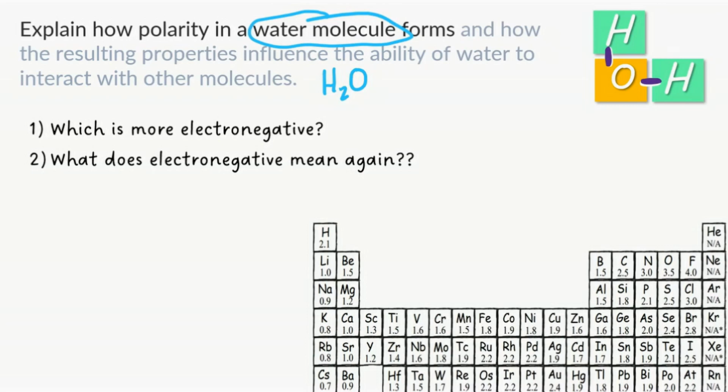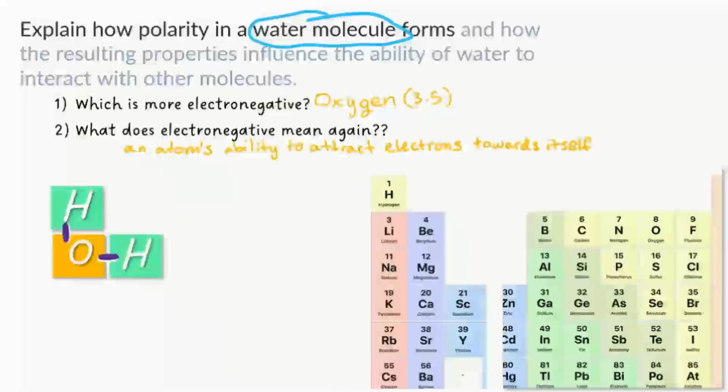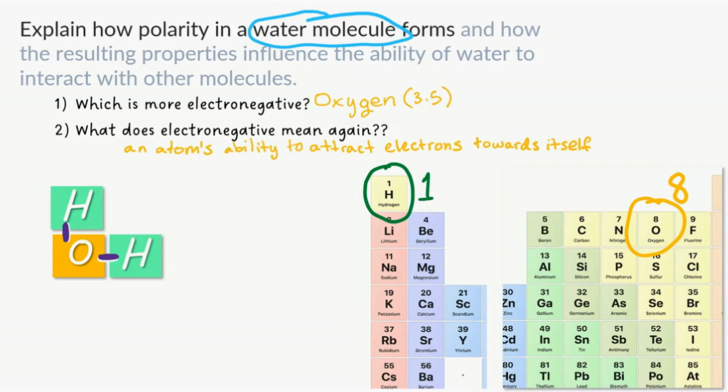So looking at our periodic table with electronegativities, we see that oxygen is more electronegative, right? 3.5 versus 2.1. Now, what does electronegative actually mean? Electronegativity is an atom's ability to attract electrons towards itself. So looking at the periodic table, we see oxygen has 8 protons, while hydrogen only has 1 proton. Remember, protons are positively charged. So between these two hydrogens and the one oxygen that make up the water molecule, the oxygen will pull the hydrogen's electrons towards itself because it's more positive, it's more electronegative.